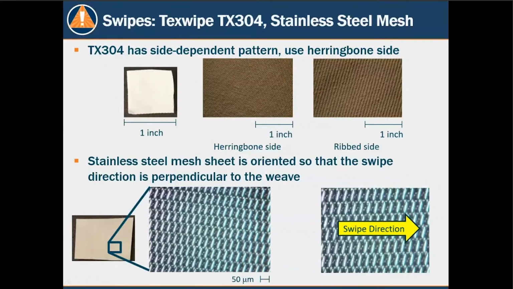The last trap that we used was muslin, which was isotropic in terms of the pattern. And so we didn't have any particular orientation to the surface for that.